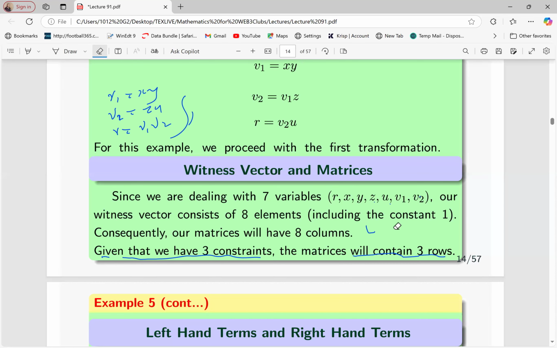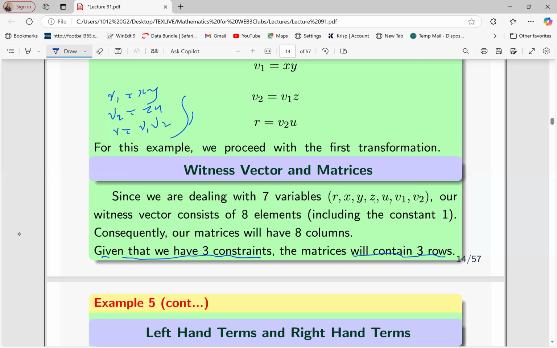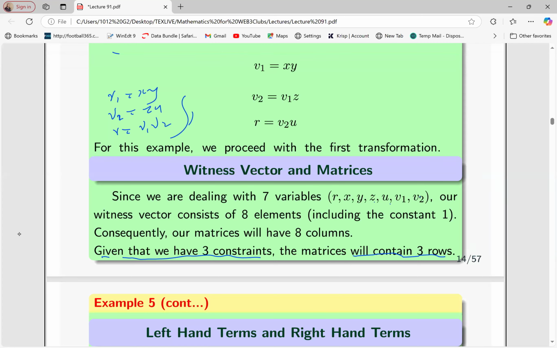What about the columns? Again, we've already mentioned that. The witness has 8 entries. Our witness has a 1, R, and so there are 8 of them, 1, 2, 3, 4, 5, 6, 7, 8. So each of these matrices would have 8 columns.